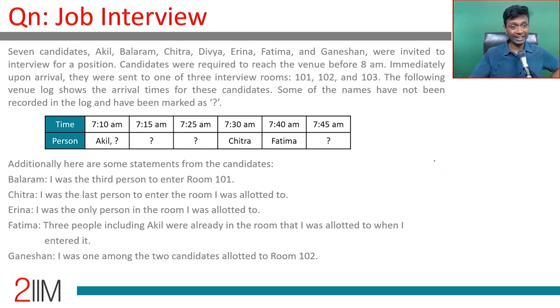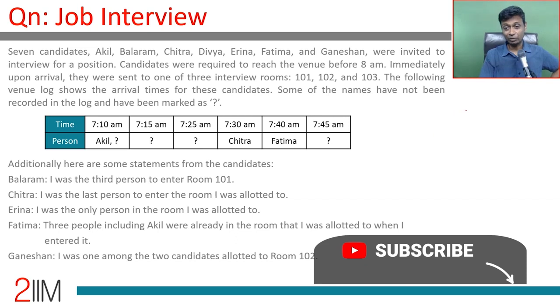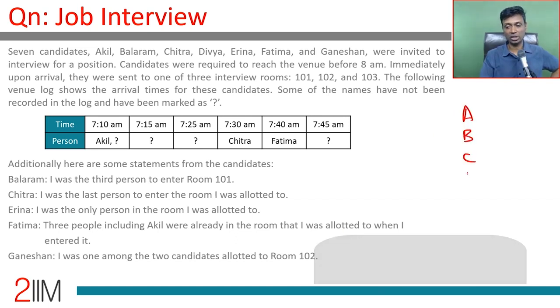Job interview. 7 candidates: Akhil, Balram, Chitra, Divya, Irina, Fatima, and Ganeshan. I like this. They've been kind enough to give us A through to G. Sometimes I hate it when they give names like Akhil and Anita and Abraham and all that. Then it becomes a pain. I have to remember 3 names starting with A. Now it is A, B, C, D, E, F, G.